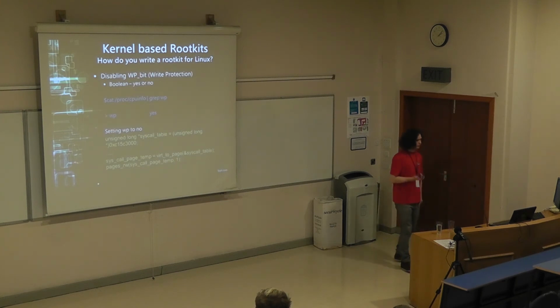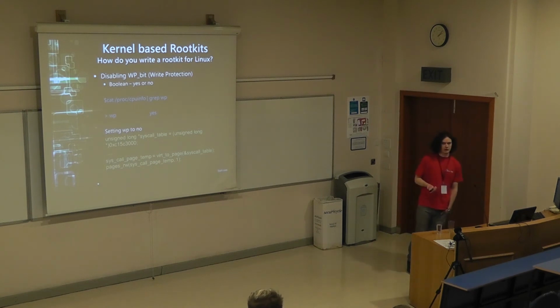So before we can manipulate the system call table, we need to know if it's write protected. Again, this information has to be made available so it can be checked. All you've got to do is cat /proc/cpuinfo, and grep it for WP, which is the write protect bit. It's a Boolean, 1 or 0, yes or no. As we can see, to begin with, it's enabled. But that's okay, because we run in the kernel. We can do literally anything we want.